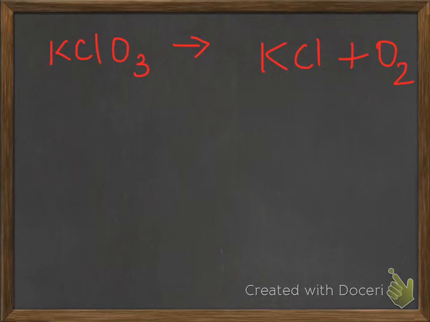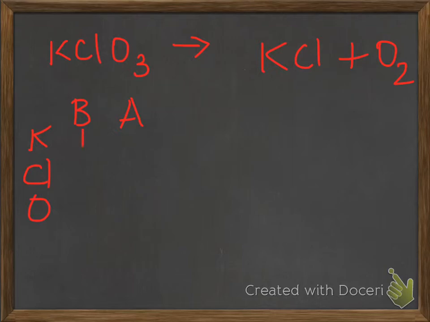KClO3 yields KCl plus O2. Now as I said in the before example, use the same method. Put before and after. There are 3 components now: potassium, chlorine and oxygen. So put potassium, chlorine and oxygen. So now write the number of atoms on either side.